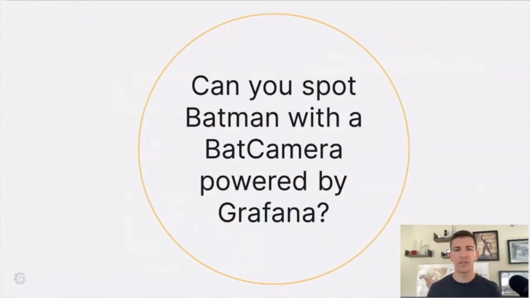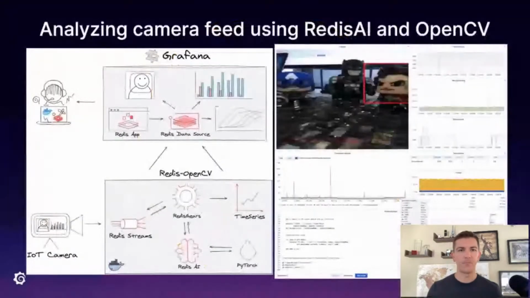Can you spot Batman with a bat camera powered by Grafana? This project is about analyzing a camera feed using RedisAI and the OpenCV library. For this project, we use an IoT camera based on Raspberry Pi, and as we know, Grafana can run on Raspberry Pi. The camera saves the live stream feed as Redis Streams, which are processed in event mode by the Redis Gears module, and then analyzed by RedisAI. The metrics are saved as a time series, and the resulting analyzed images are saved in Redis Streams.